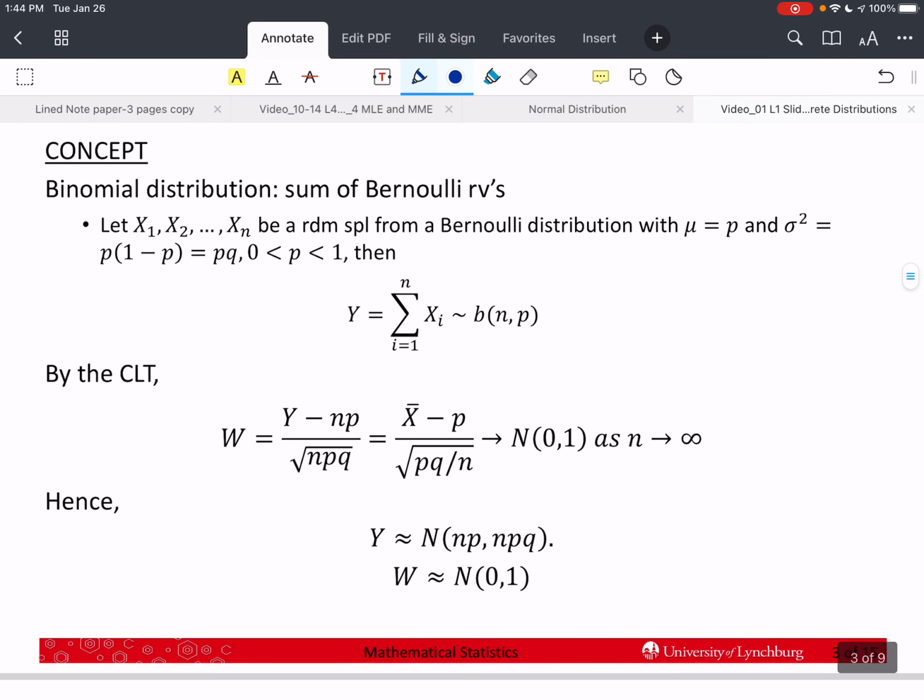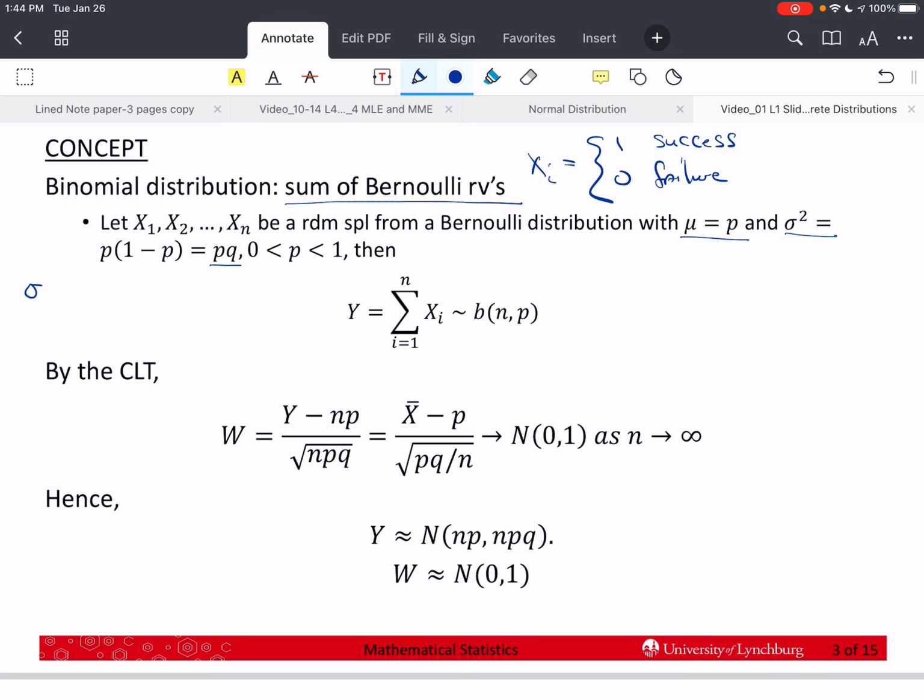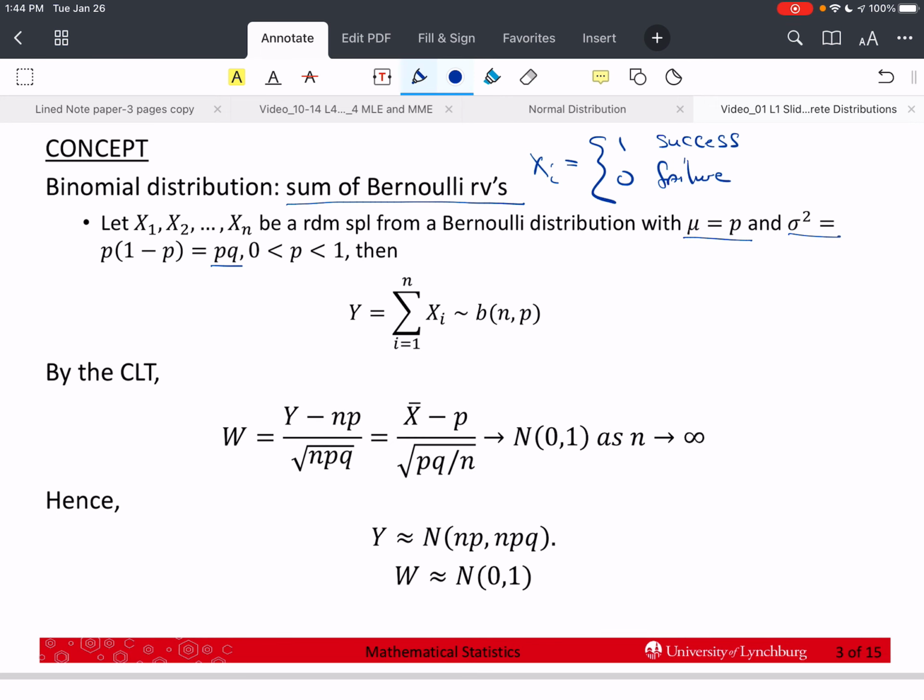We have a binomial distribution, and that, if you remember, is the sum of Bernoulli random variables. And so if xi is a Bernoulli random variable, then it can take the values of 1 or 0: 1 if we have a success, whatever that is, our category of interest, and 0 if we have a failure. So for a Bernoulli distribution, mu is p, the probability of success, and sigma squared is going to equal p times q. And notice that we're not interested when p is equal to 0 or 1, because these are trivial cases.